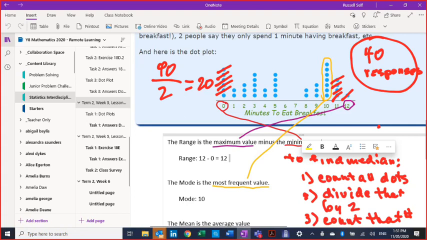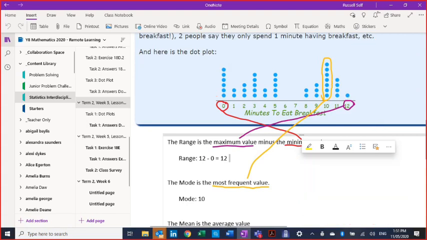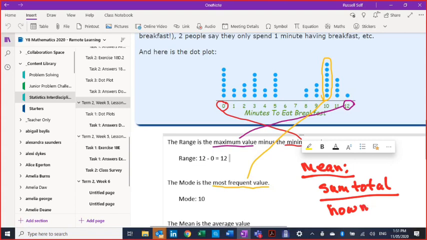Does anybody remember what the mean stands for? How did we find the mean? Remember, it's the sum or total over how many numbers there are. Right? Well, it turns out that the mean is pretty easy to find when you're working with a dot plot as well, because you have the same numbers over and over.